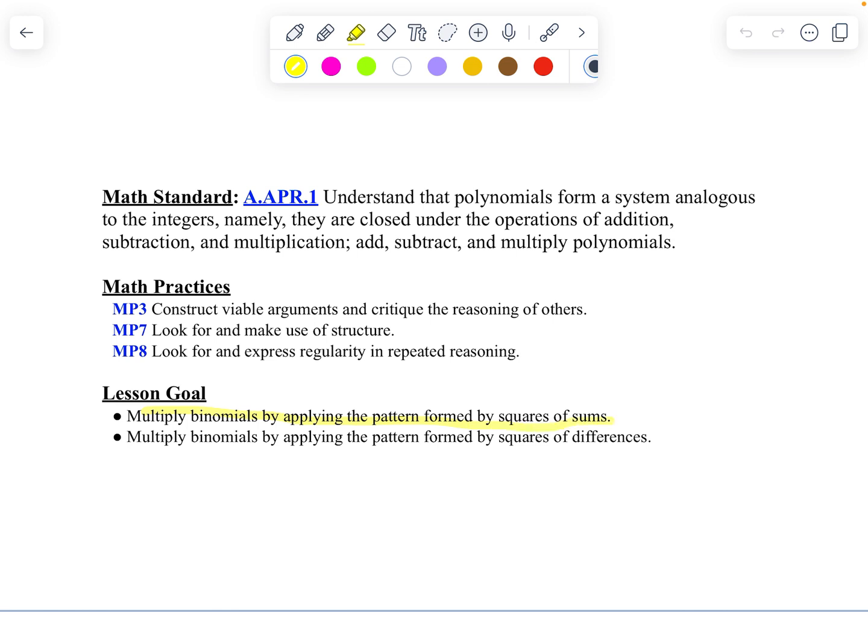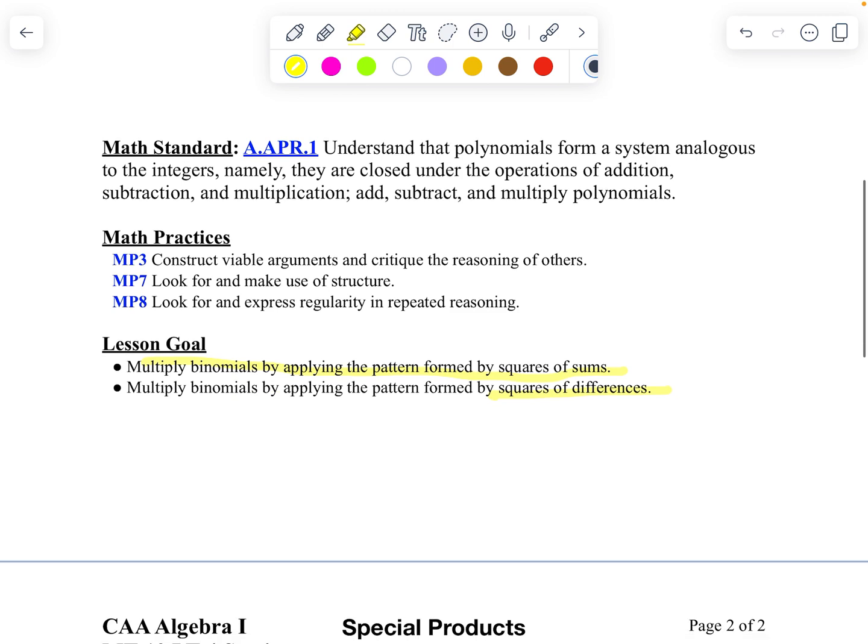by applying a pattern formed by square of sums and by a square of differences and by a conjugate property, or difference of squares. We're going to learn about those.